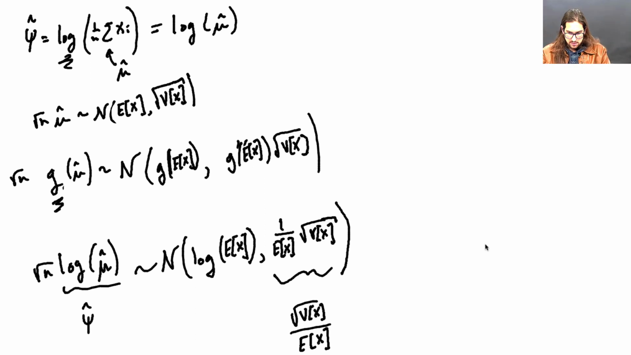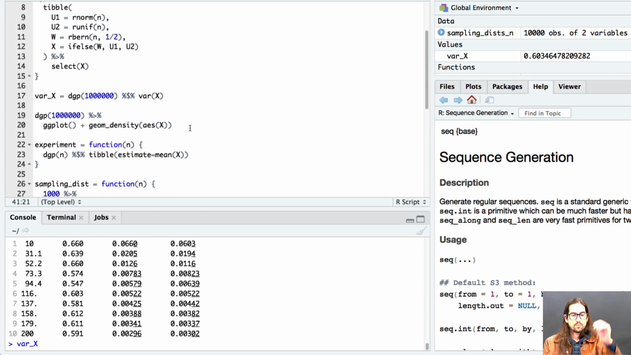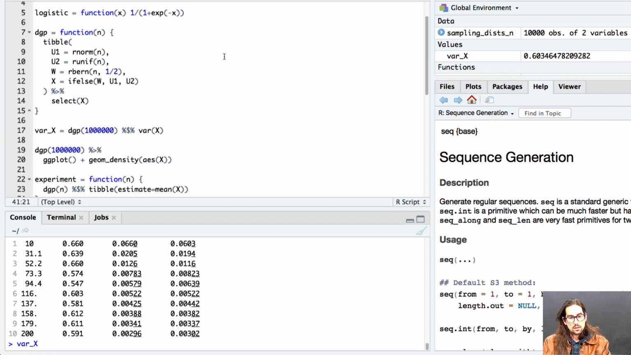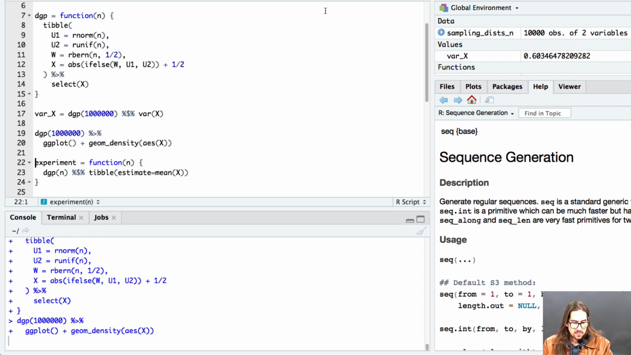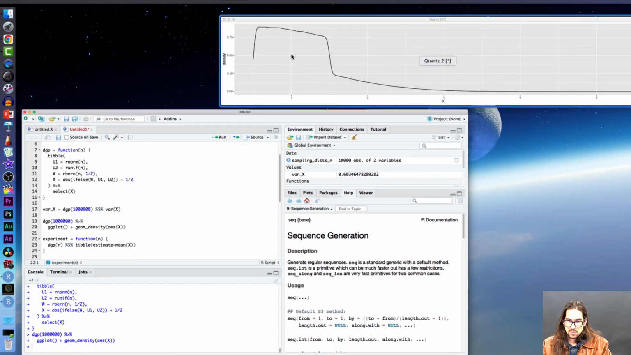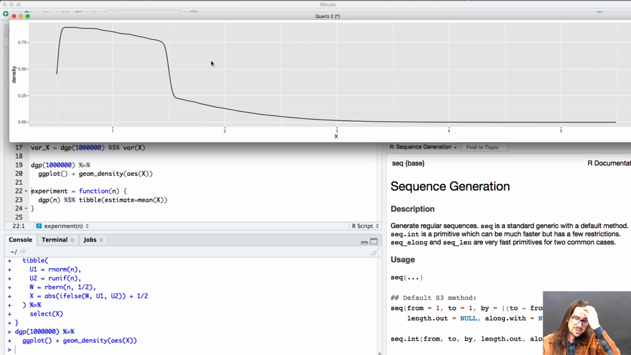So let's see if that works out, actually. Let's just use this simulation here. We already have x here, right? Although here it's going to be a problem, because I'm taking the log, and this is not strictly positive. So let's just take the absolute value of x, and then add 1/2. Something like that. Okay. Just to show you what that looks like. That's a distribution. Okay, cool.